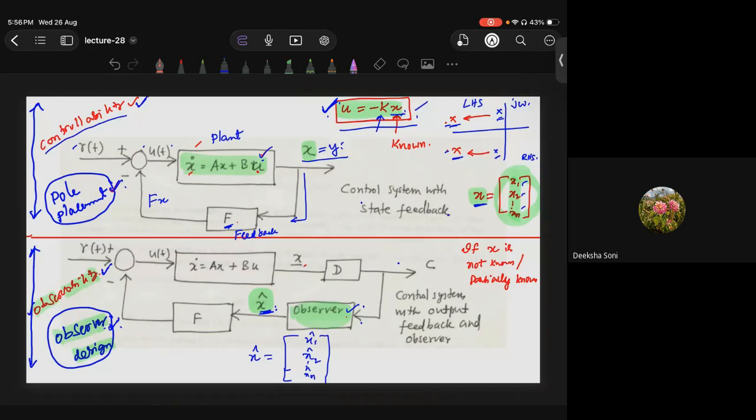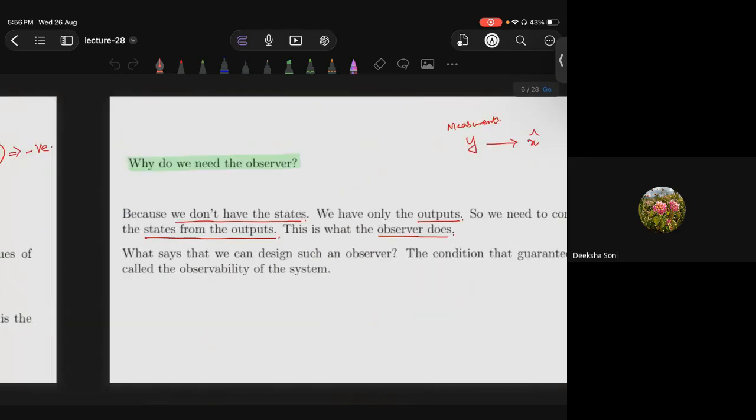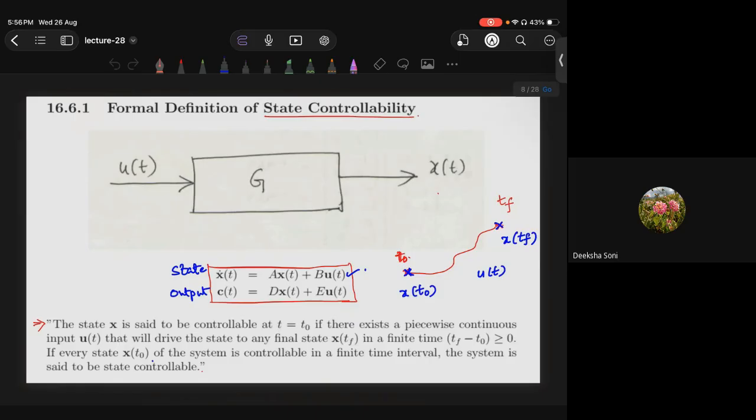So the entire week 11 will be based upon this slide only. To do this pole placement and observer, checking controllability and checking observability are very important. So we'll come back to this slide once again. Once we start solving the problem, you will understand it. Now let us go to how to do controllability and observability.